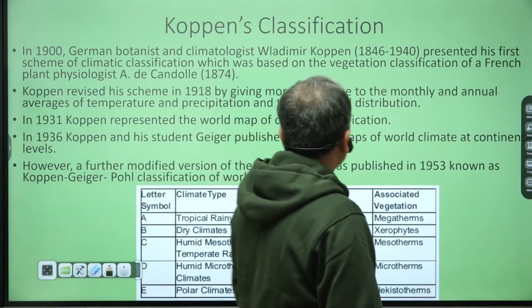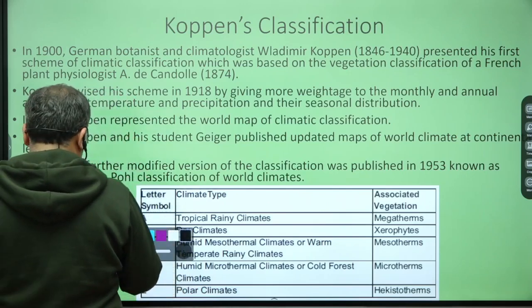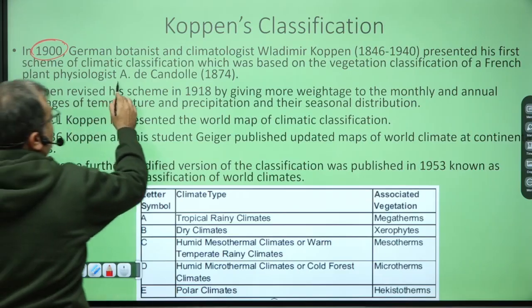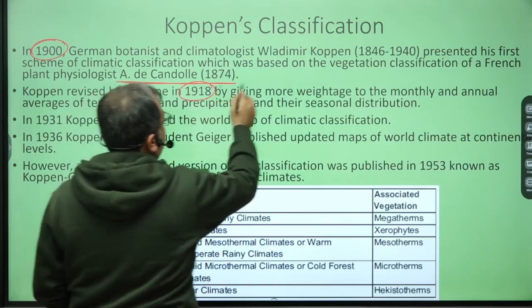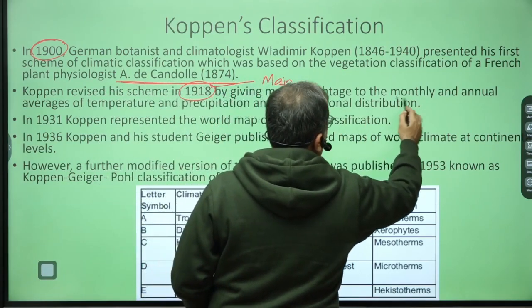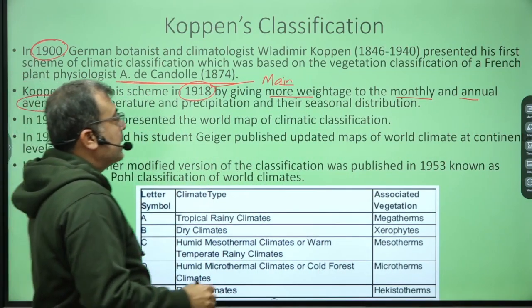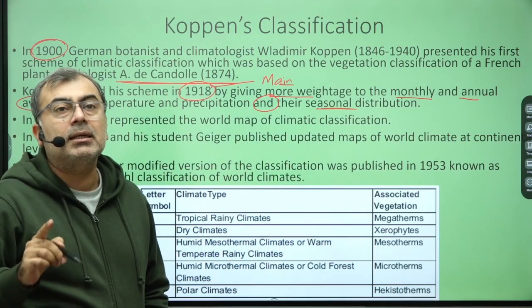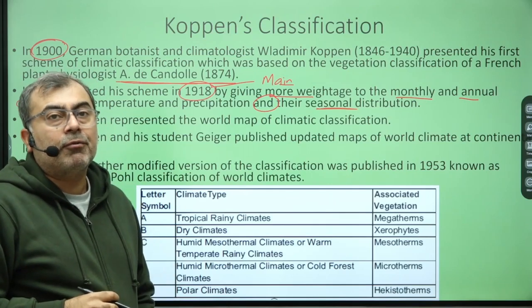So Koppen's classification. How many classifications does he give? We've already talked about it. In 1900, this classification was inspired by De Candolle. Then 1918, this is the main classification which you will write in the examination. More weightage was given this time to monthly and annual averages. This time he went for averages and seasonal distribution. Remember, FWMS is about seasonal distribution.